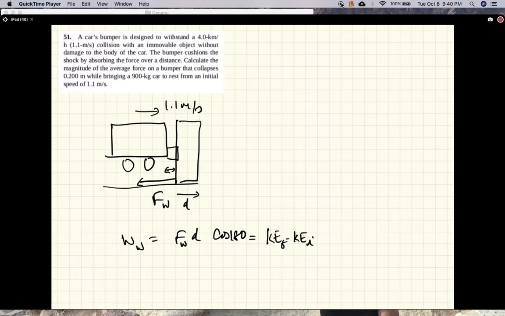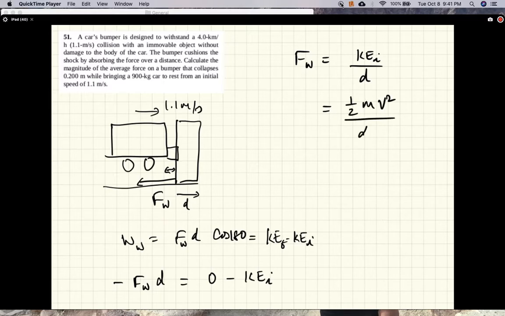Okay, so minus F_W d, and that's the force on the bumper. So F_W is the force that is being calculated. The final kinetic energy is 0, and that's equal to minus the initial kinetic energy. So the force that is exerted on the bumper is the initial kinetic energy of the car divided by the distance over which the bumper collapsed. So that's 1/2 m v squared divided by d.